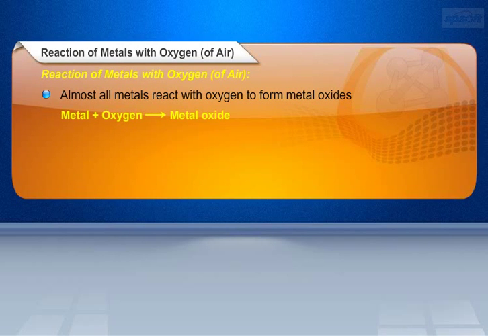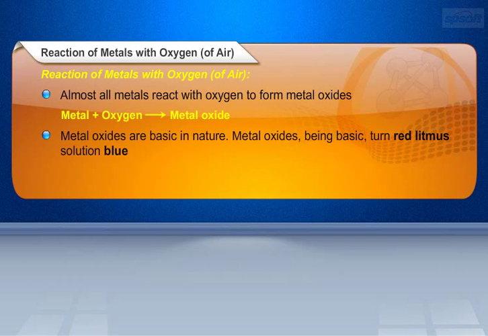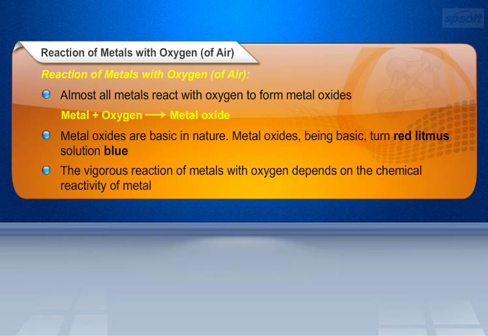Chemical reaction of metals when they react with air. Almost all metals combine with oxygen to form metal oxides. The word equation is metal plus oxygen gives metal oxide. As metal oxides are basic in nature, they turn red litmus to blue. The vigorous reaction of metals with oxygen depends on the chemical reactivity of the metal.